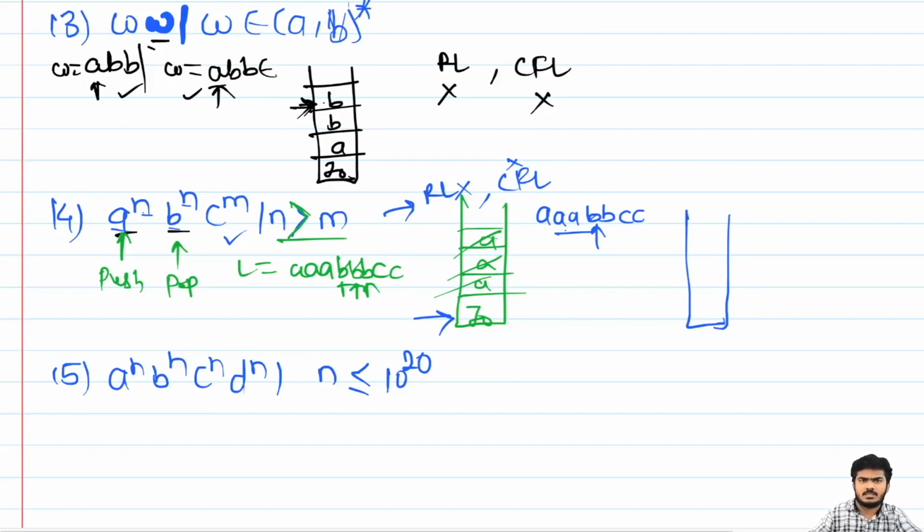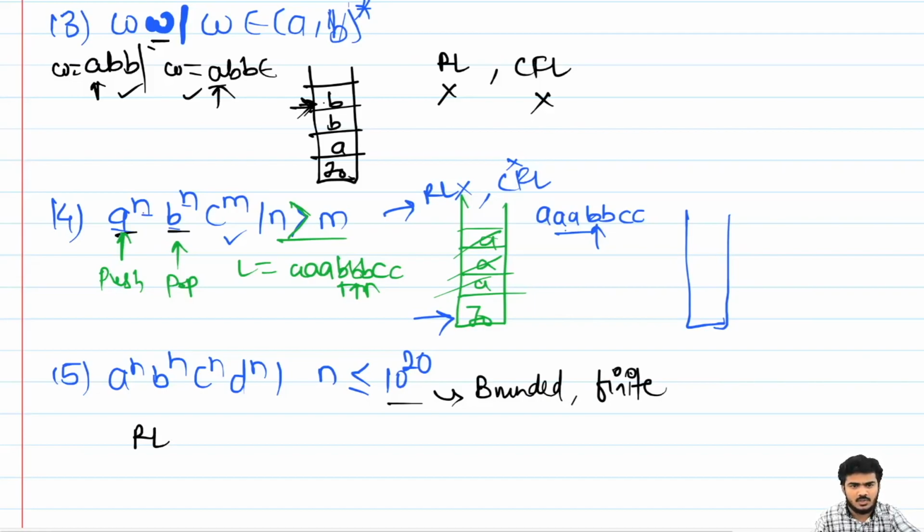Now this is the language a^n b^n c^n d^n, where n is less than or equal to 10^20. So here n is bounded, or we can say n is finite, and whenever the language is finite, I have already said that it is a regular language, because for this language we are able to form a DFA, that is, a finite automata.